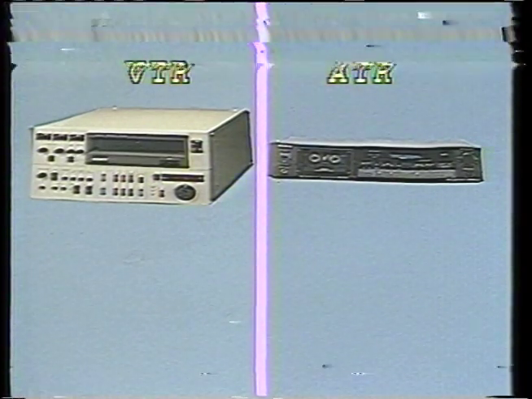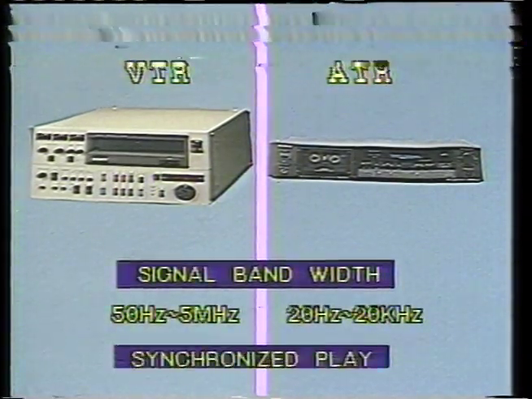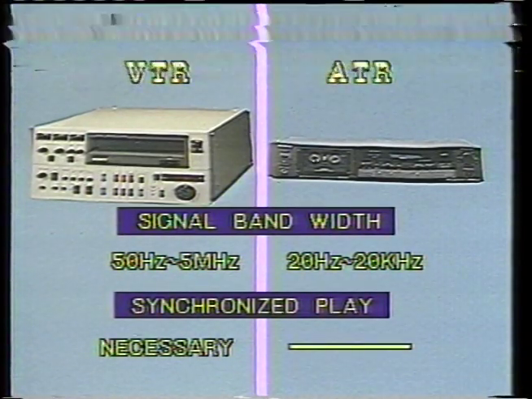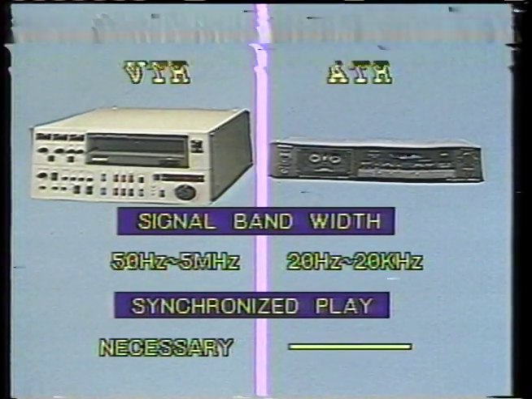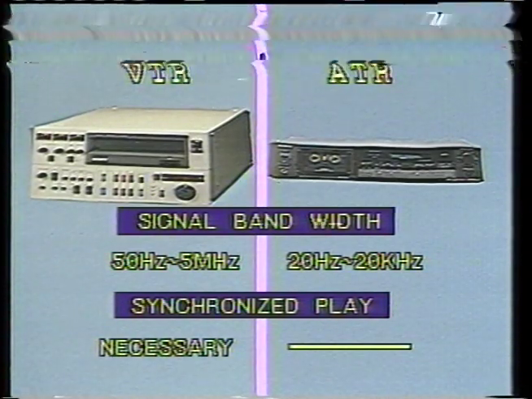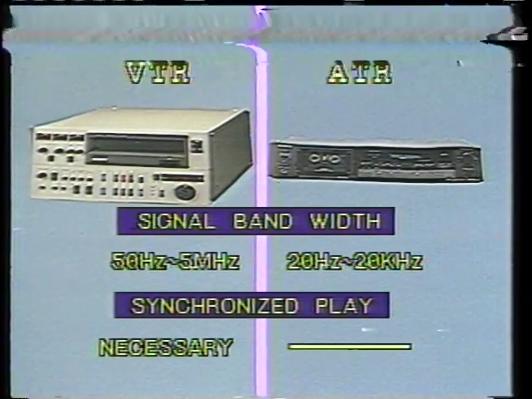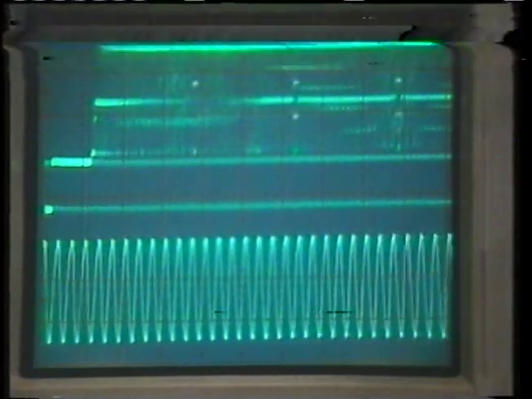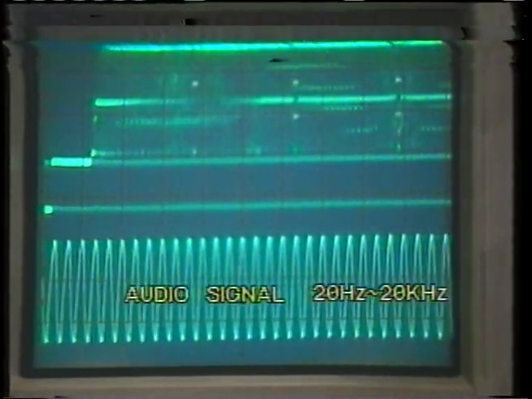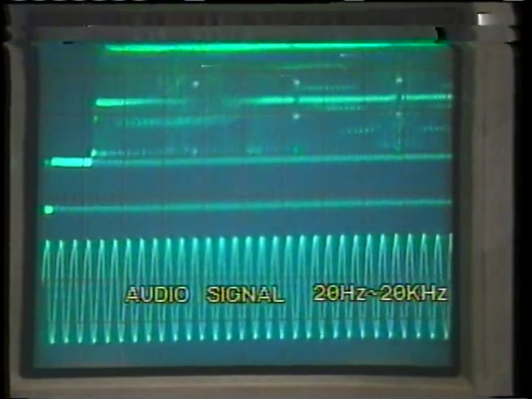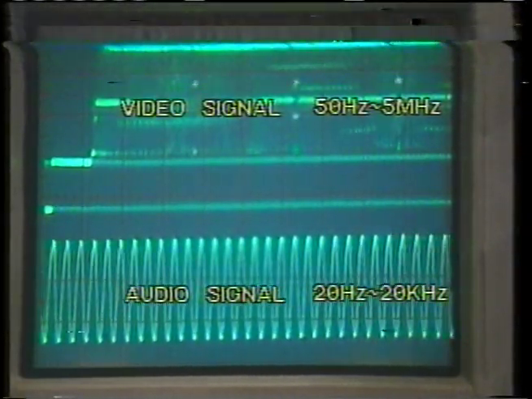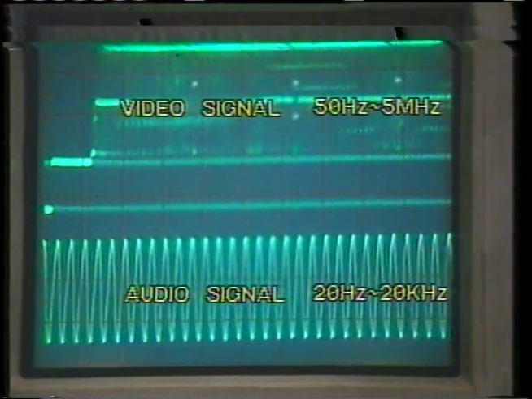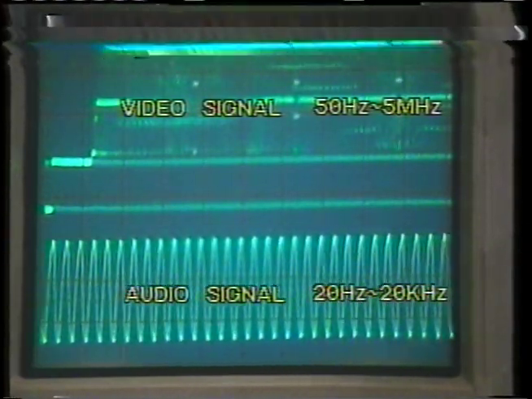There are two main differences between a videotape recorder and an audio tape recorder. The biggest difference is in the bandwidth used for recording and playback. Another difference is the fact that a video cassette recorder requires synchronized control. The signal bandwidth for audio signals is from 20 Hz to 20 kHz. For video signals, the bandwidth is from 50 Hz to 5 MHz.